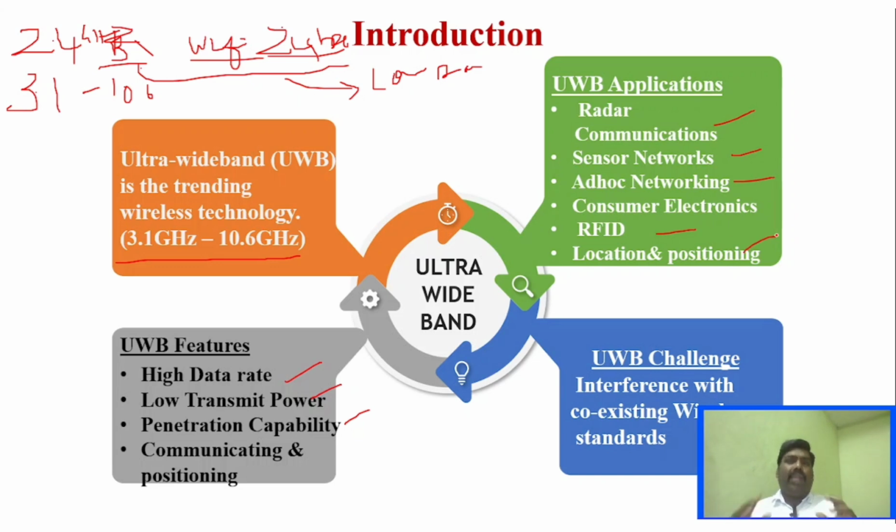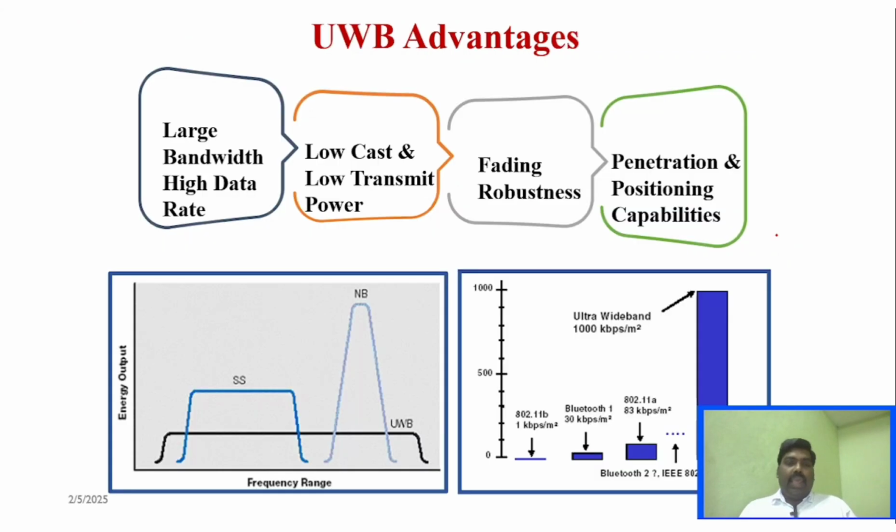And one important challenge in UWB is small interference with the existing wireless standards, right? There are chances that interference can happen, but UWB is very immune to interference. We will see that, and you can see these are the advantages which we saw just now. Large bandwidth.